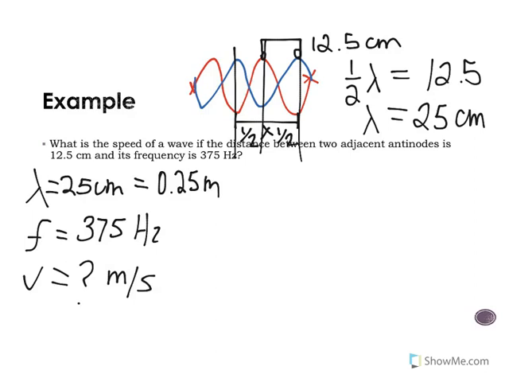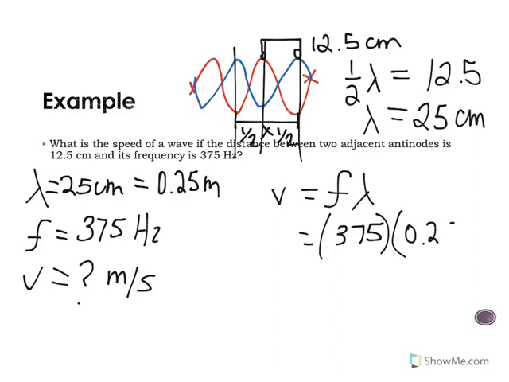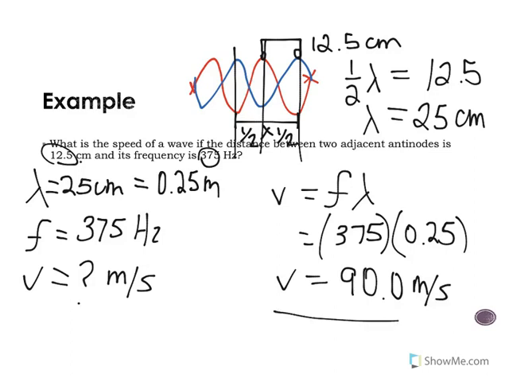Okay, so if we write out our universal wave equation, velocity is equal to frequency times wavelength. It's going to be 375 multiplied by 0.25. And when you multiply those two together, you're going to get 90. If we check our question for significant figures, we see that there's 3 here and 3 there, so our final answer has to have 3. And we check our units, it's going to be velocity, so it's meters per second. So this wave is traveling at 90 meters per second.